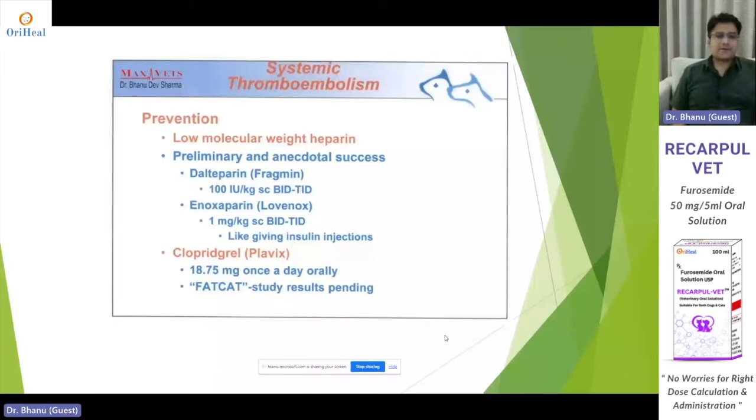So aspirin and clopidogrel are two prophylactic drugs which you can think about. Clopidogrel I personally have used quite a lot. I generally have seen no side effects, works pretty well, very safe, very easily available also now.